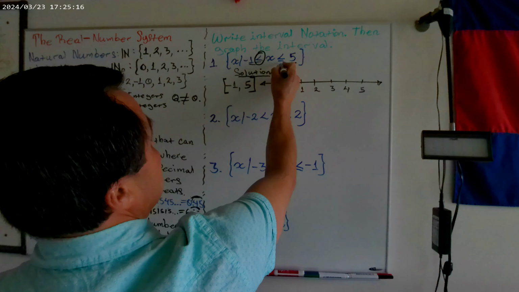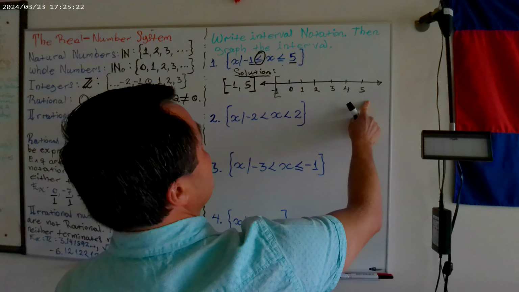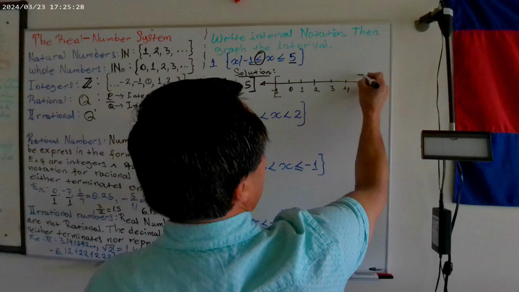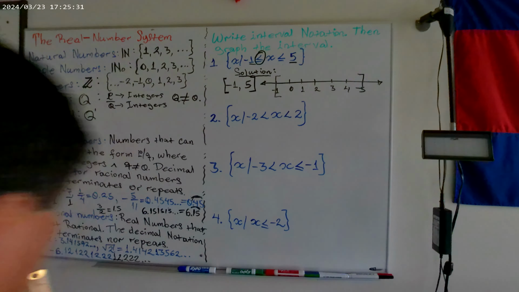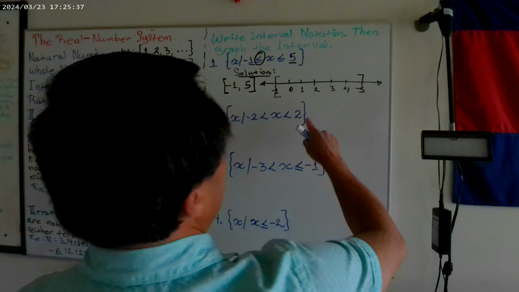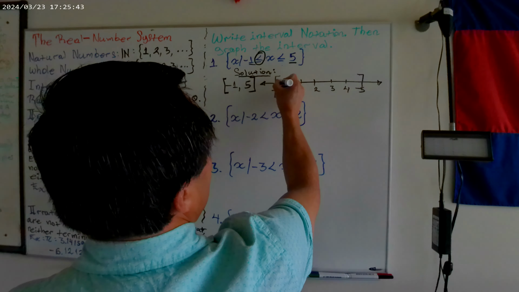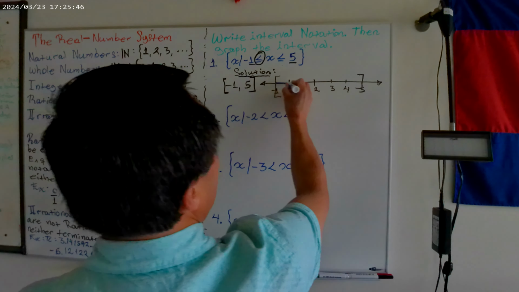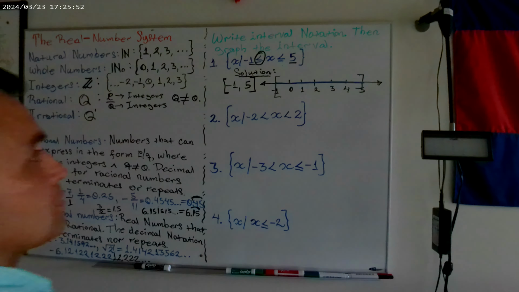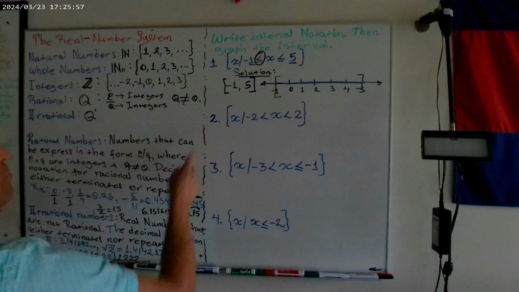And then it says that x is less than or equal to 5. Is 5 included, yes or no? Yes, it is, because it says less than or equal. So we represent it with the symbol like that. Which numbers are greater than or equal to minus 1 and less than or equal to 5? All these numbers right here. Understood? Okay.